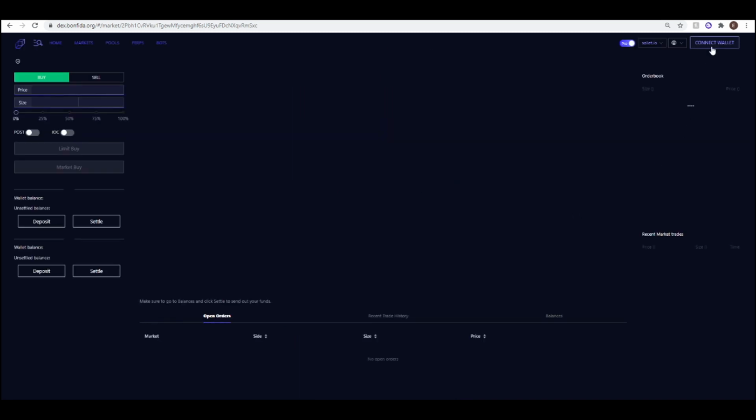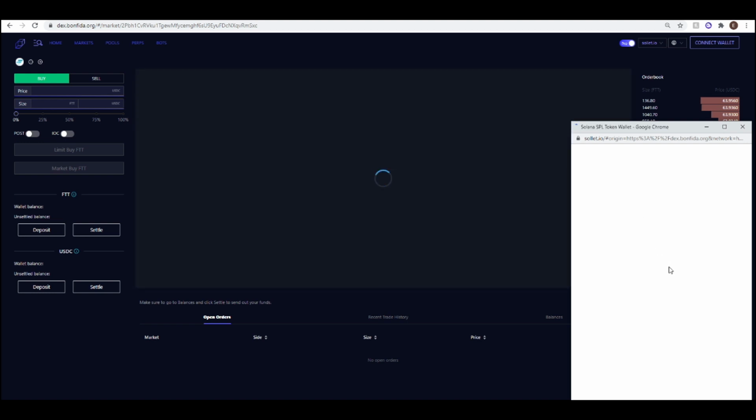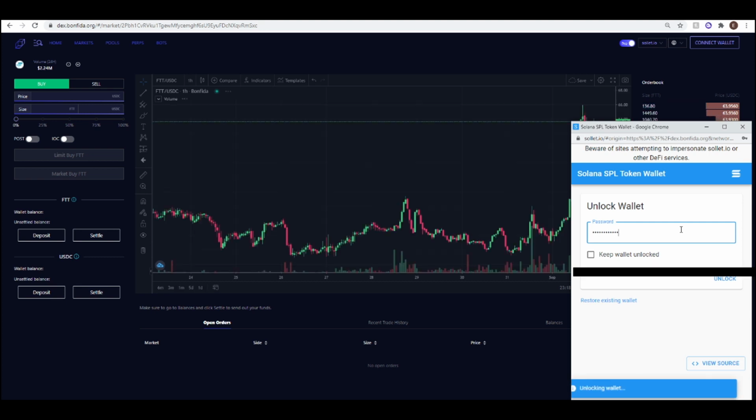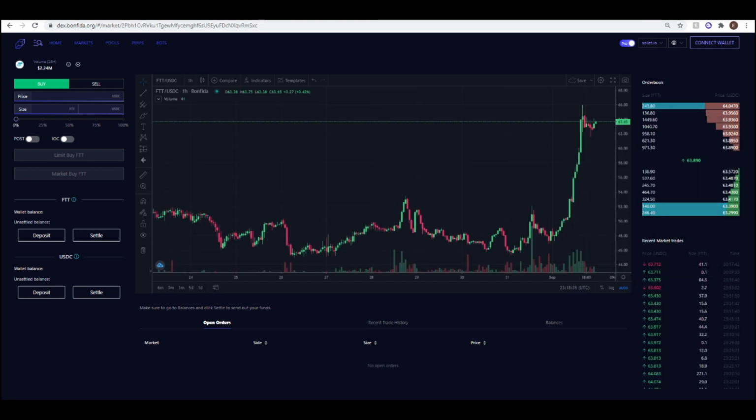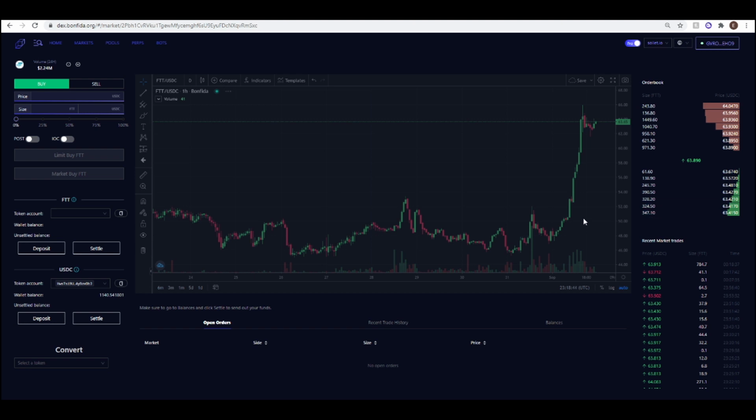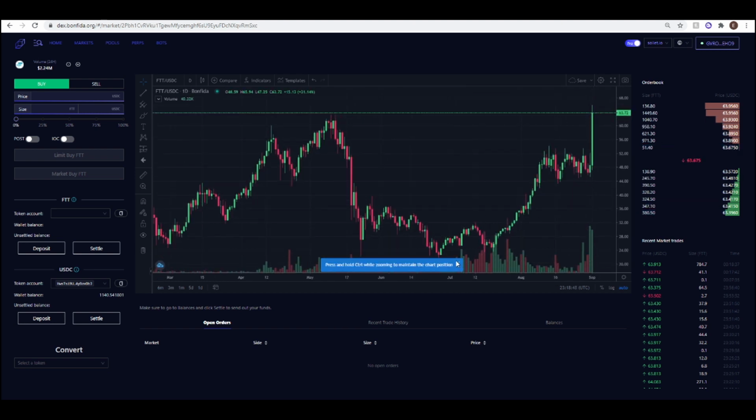So I'm going to click on buy, and I'm going to click on connect wallet. So I'm going to connect my Solid Web3 wallet to Bonfida. There we go, and I'm in. So we can see here that FTT's done really well. FTT is the exchange coin for the FTX centralized exchange.